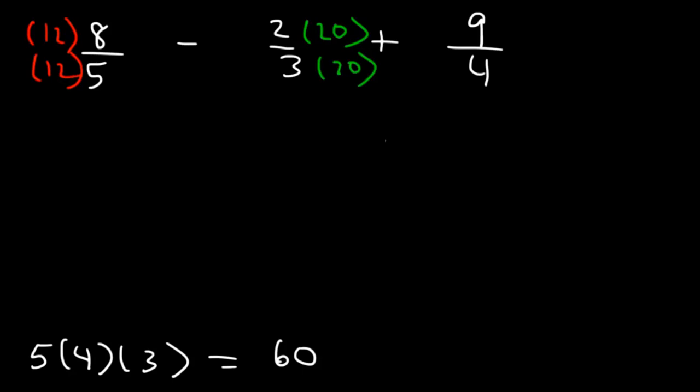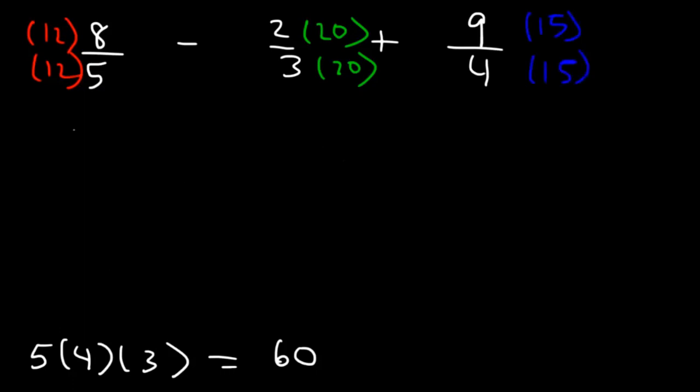By the way, if you want to find out the number, divide it. 60 divided by 5 will give you the 12. 60 divided by 3 will give you the 20. And 60 divided by 4 will give us the number that we need to multiply this fraction by, which is 15.